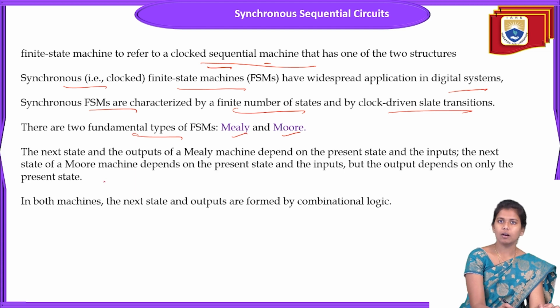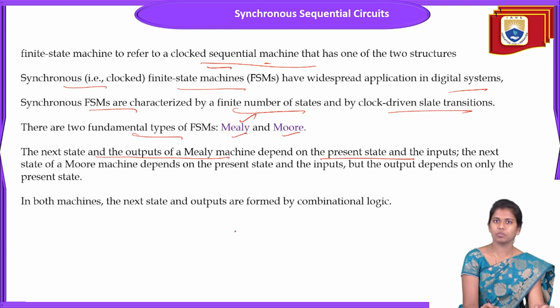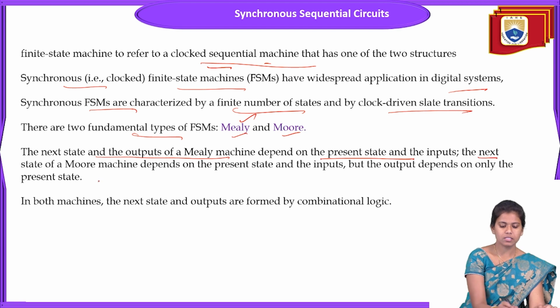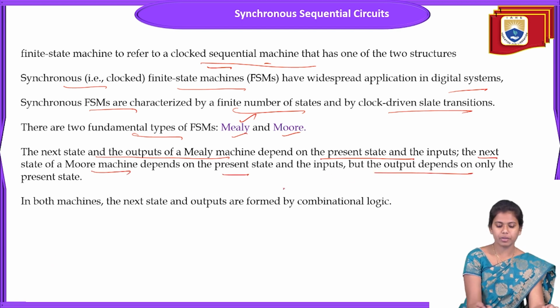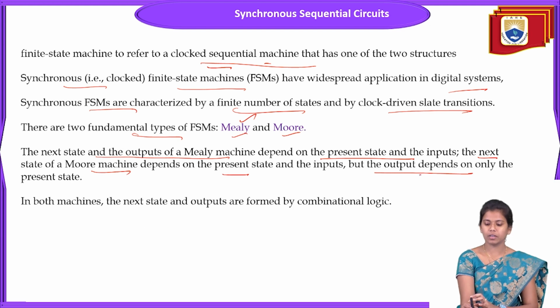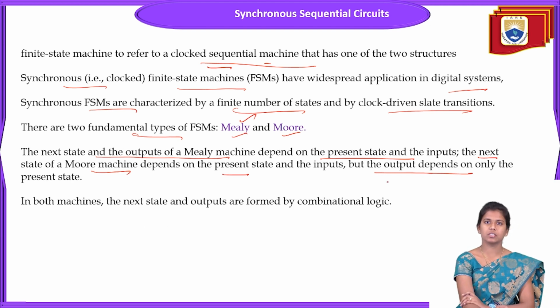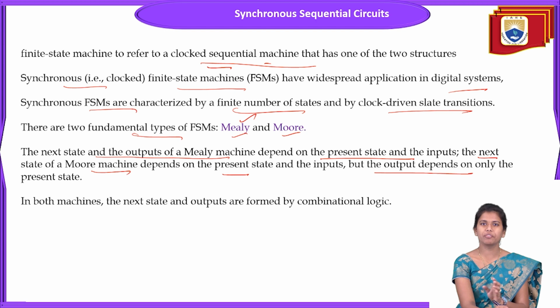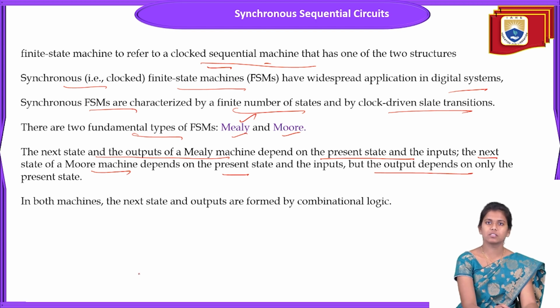These two are very basic fundamental state transition mechanisms. In the Mealy machine, the next state and the output depend on the present state and the input, and in the Moore machine, the next state depends on the present state and the input, but the output depends only on the present state. So this is a small difference between these two finite state machines.